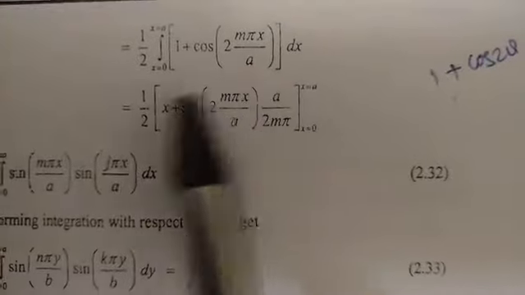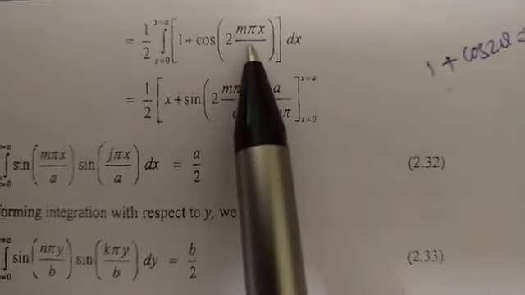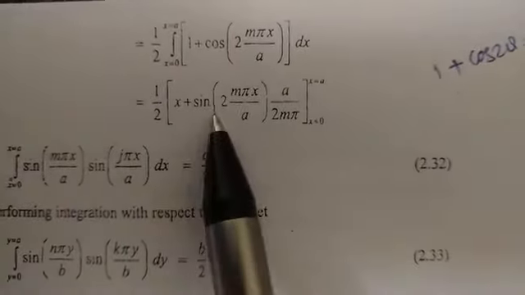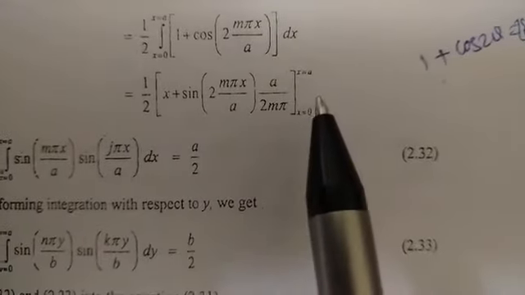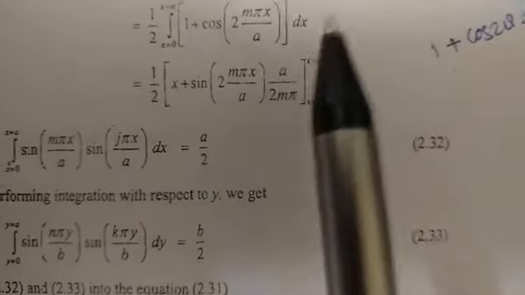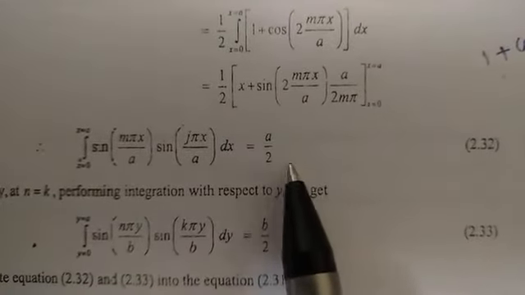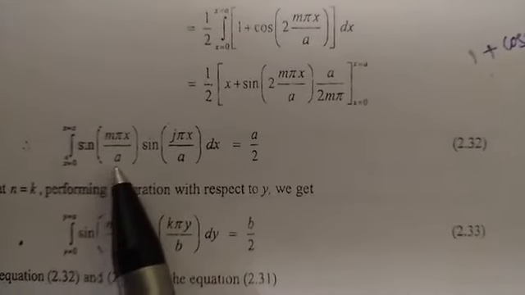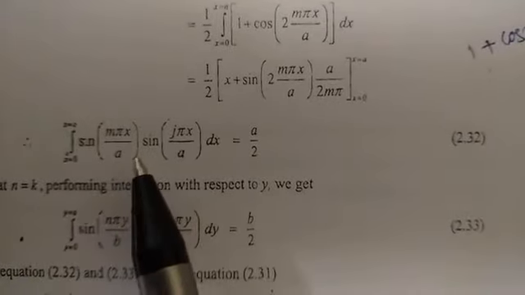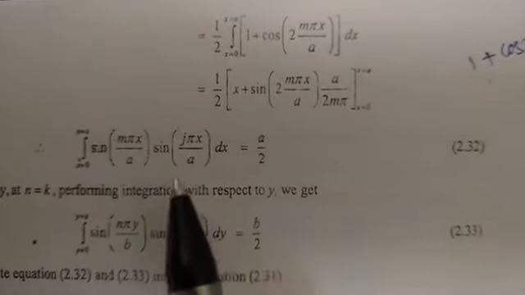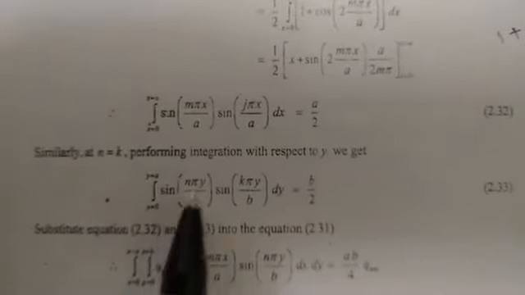So if you write that here and integrate the bracket, you will get this term. Again we have taken the lower limit and upper limit. If you substitute this limit, you will get a by 2 here. The left hand side term is kept as it is. Similarly, if you solve the integration of sin n pi y by b and sin k pi y by b, you will get b by 2.